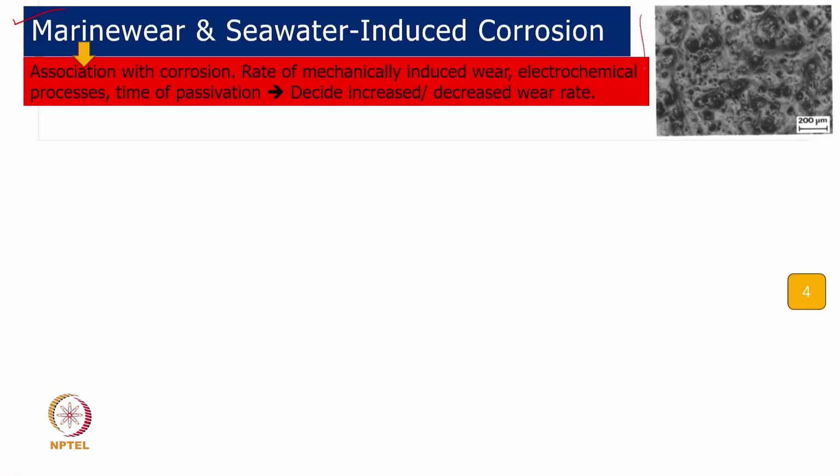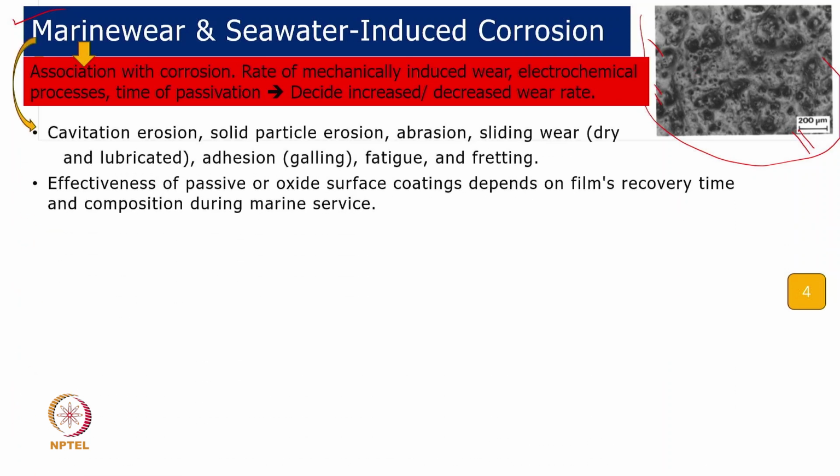Let me take an example of marine wear, or the seawater induced corrosion. We have shown some cavitation corrosion in this. This is a 200 micron scale. We are able to see the pits in this case of corrosion because of the cavitation. And then here we see the marine wear is related to the corrosion, the rate of mechanically induced wear, and electrochemical processes will be there, and of course it depends on the time of passivation. What is the meaning of that?